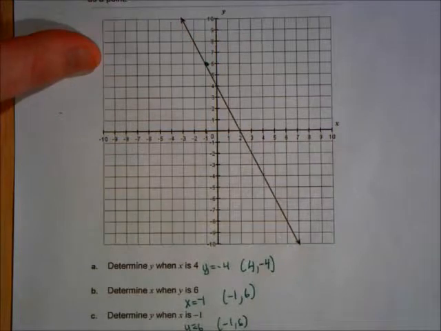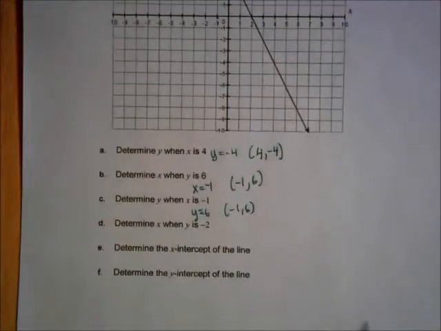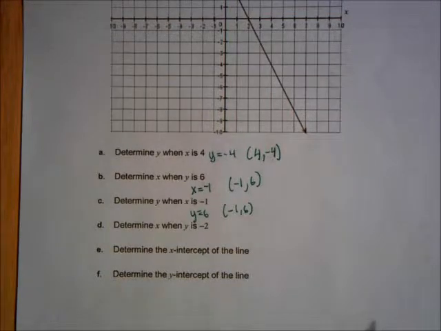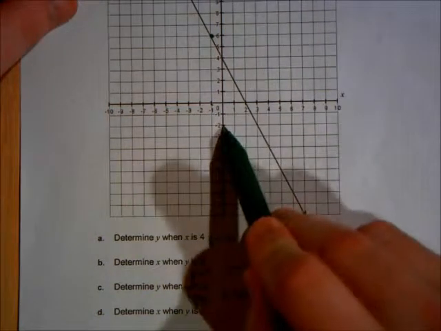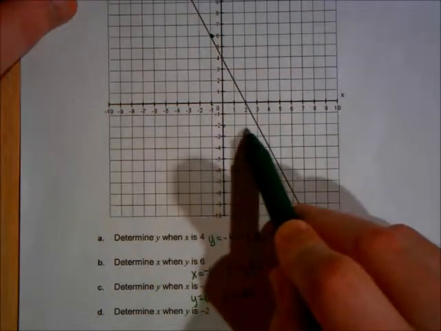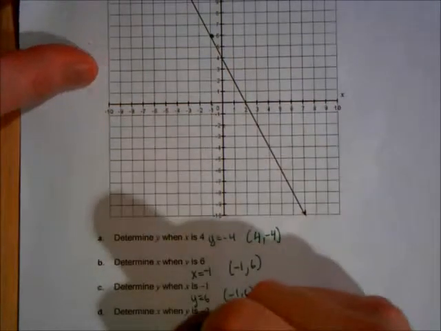Determine x when y is -2. Okay, so y equals -2. That's here. I come over to x. It looks like x is 3. So that's going to be x comma y, (3, -2).